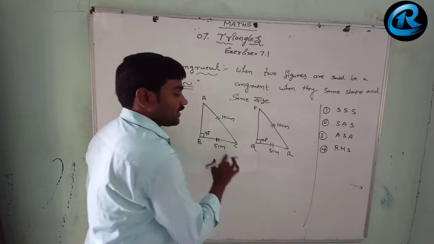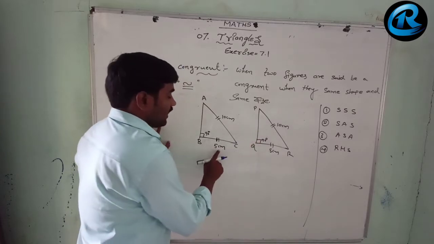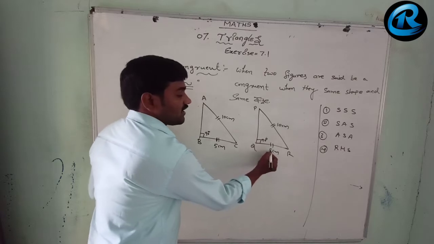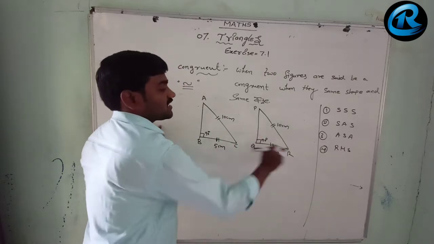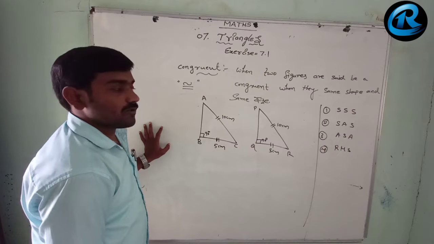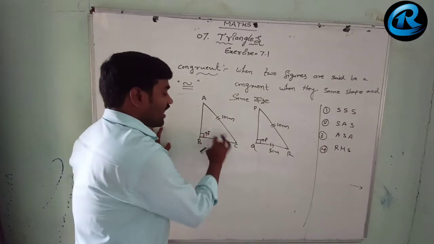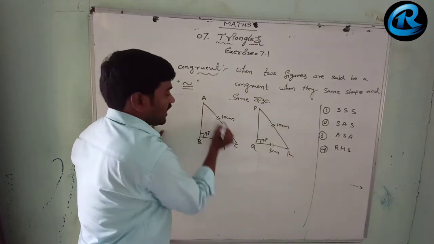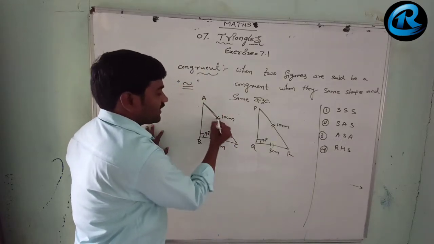Right angle, both 90 degrees, is the same, and the corresponding sides BC and QR are the same, 5 centimeter, and the hypotenuse is also equal, AC equal to PR. So by the rule of RHS, right angle hypotenuse side, the hypotenuse is quite opposite to the 90 degrees.